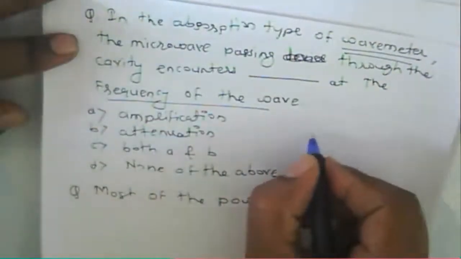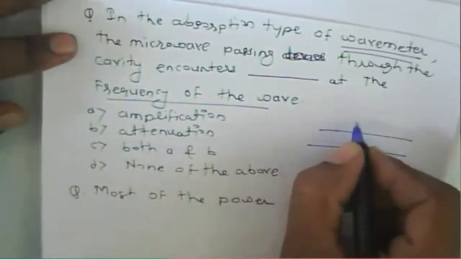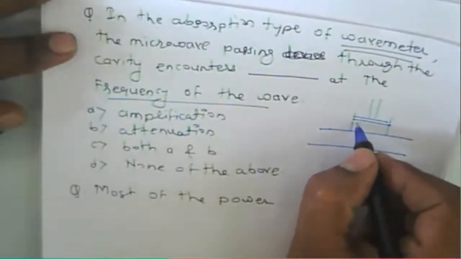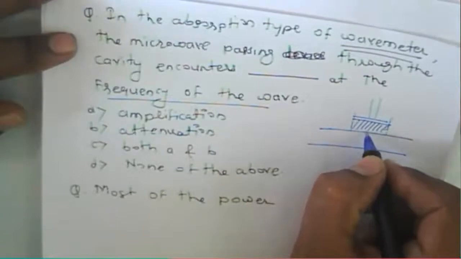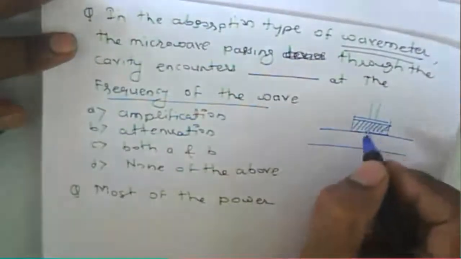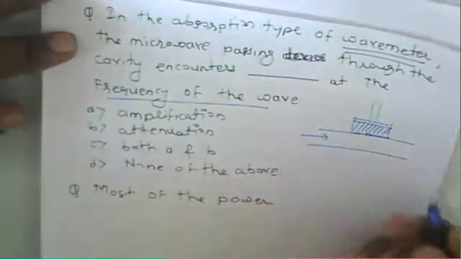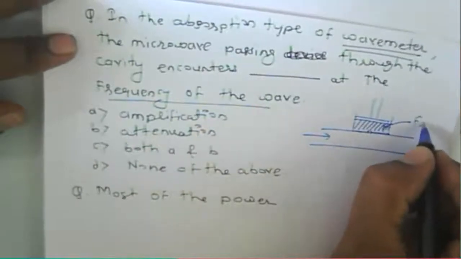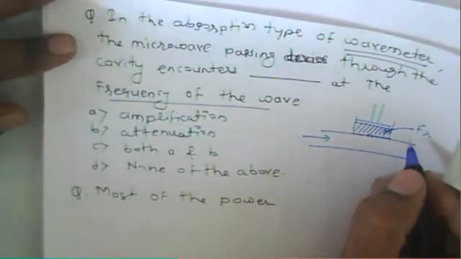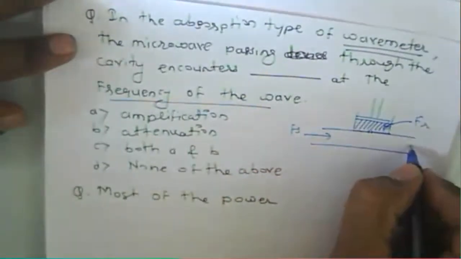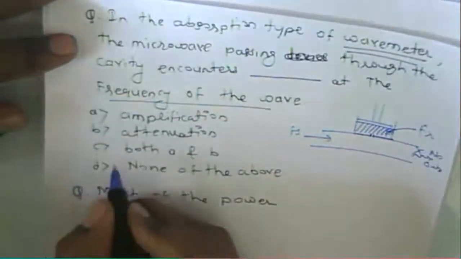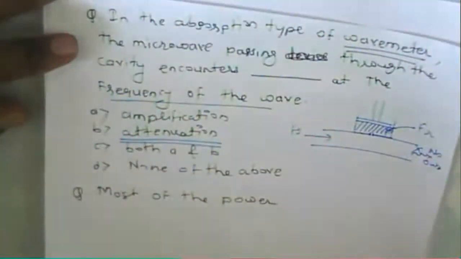Now the answer for this absorption type wavemeter: we have a cavity there. This is our waveguide, and then we have a cavity there. When we are rotating, the size of the cavity changes. There is a small opening here. When the incoming signal, that is the frequency of the wave, matches the resonant frequency of this cavity, that is Fs equal to Fr, there is no output. No output means it is absorbed.